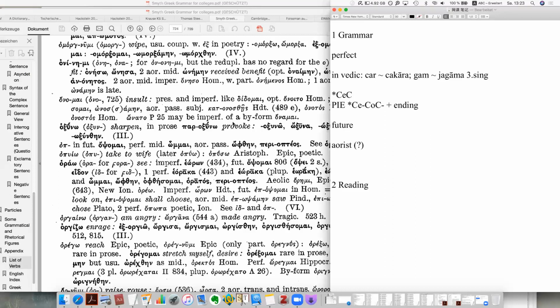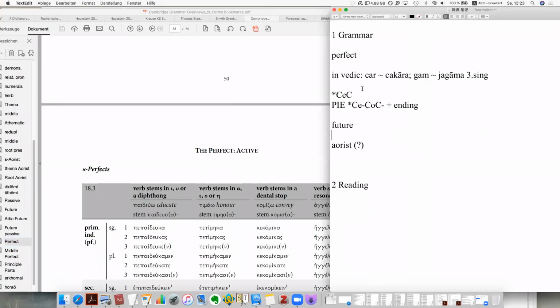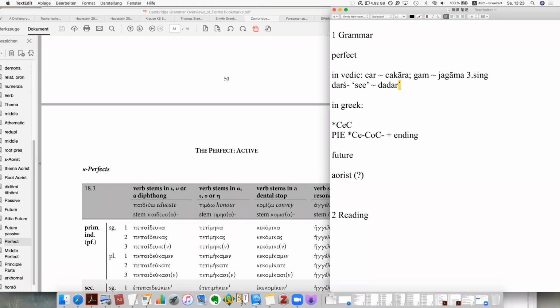Well, in Greek, there's another word. In Sanskrit, there's a word called darsh, and darsh means to see. And in Greek, for darsh, we can build this one. This is the perfect: I have seen, or he has seen.